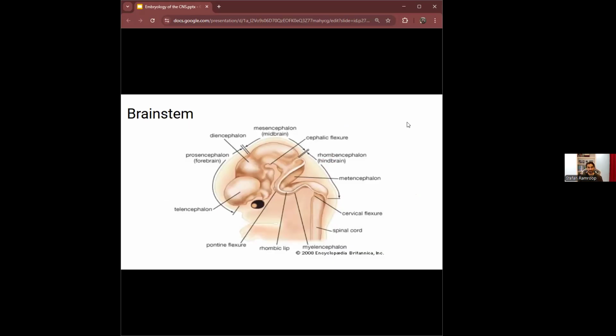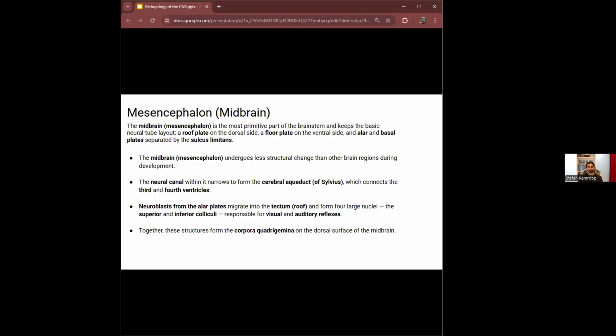Going more into the brainstem structure, starting with the mesencephalon. The mesencephalon, or the midbrain, is the most primitive part of the brainstem, and it actually undergoes the least structural change during development. It retains the basic neural tube organization with a roof plate dorsally, a floor plate ventrally, and the alar and basal plates on either side separated by the sulcus limitans. As the brain expands around it, the neural canal within the midbrain becomes narrow and elongates, forming the cerebral aqueduct, which connects the third and fourth ventricle.